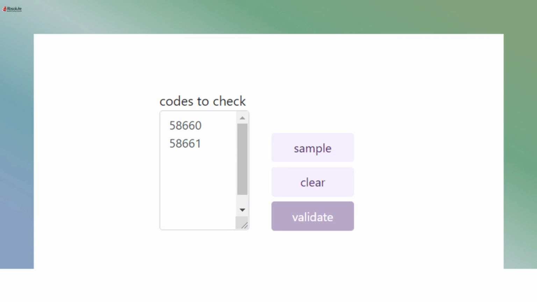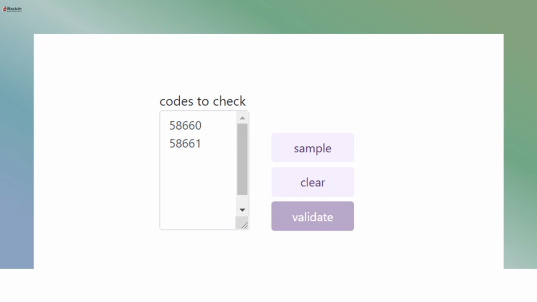And what I want you to do is look up the following codes: 58660 and 58661. I already have them in our box here, so we can go ahead and validate them. But I want you guys to look them up first in your coding manuals and see what you find out. Let me know what your predictions are when we place this into our CCI Validator. What do you think is going to be coded?